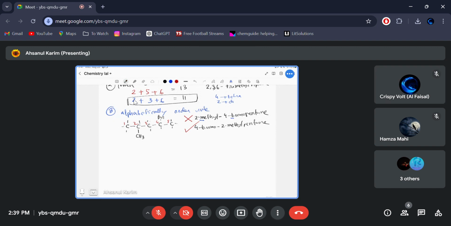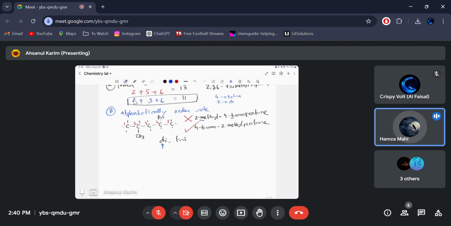Okay, methyl is higher than bromine in priority when numbering, since branches have higher priority. No issues? And whenever you're using di, tri or tetra, for example dimethyl, in that case you have to consider the first letter of the substituent name, not the prefix. Clear? Yes, sir.